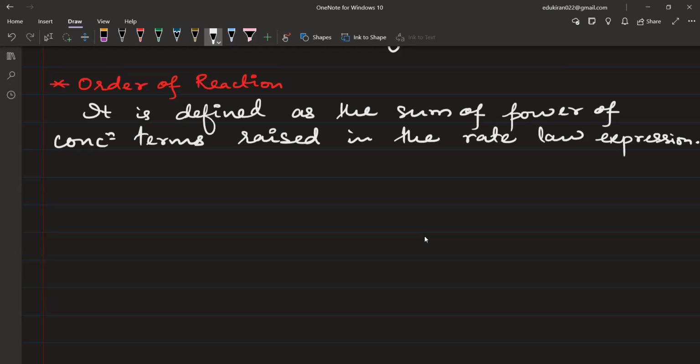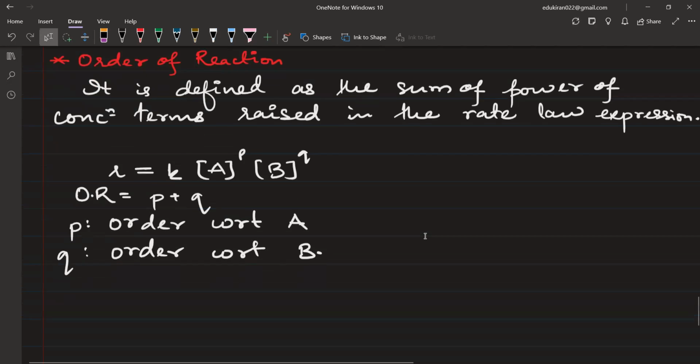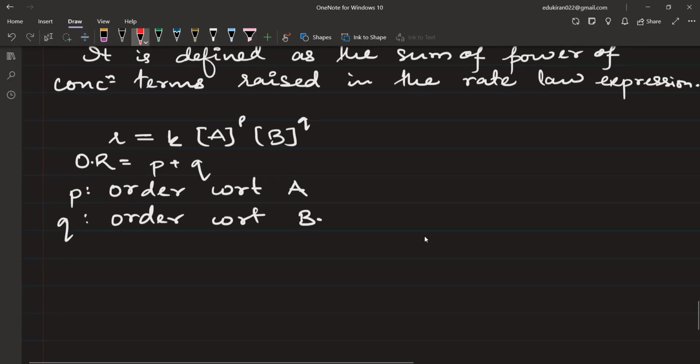So for example, if the rate law says that rate is equal to K into the concentration of A to the power P and the concentration of B to the power Q, then we will say that the order of reaction is equal to the sum P plus Q. And what is P? P is the order with respect to A, and Q is the order with respect to B.